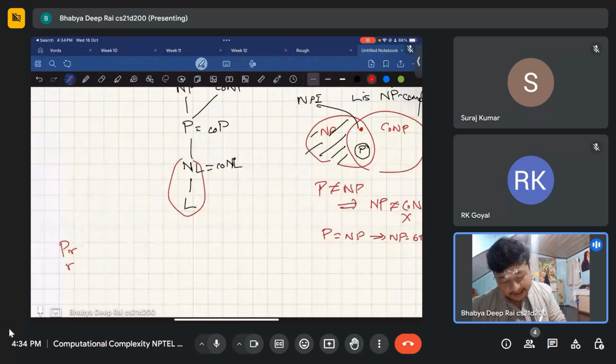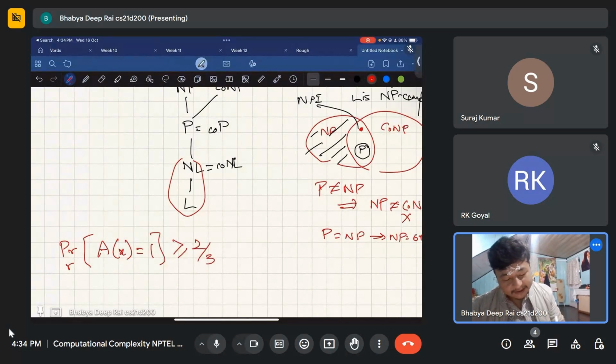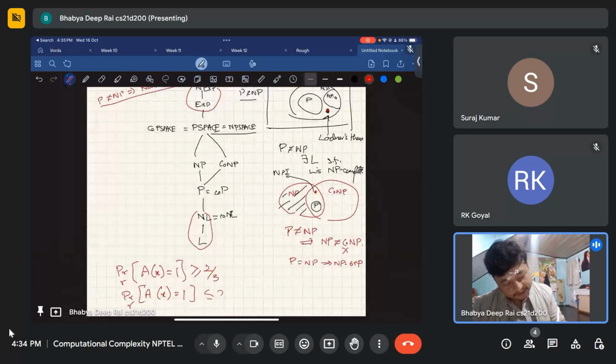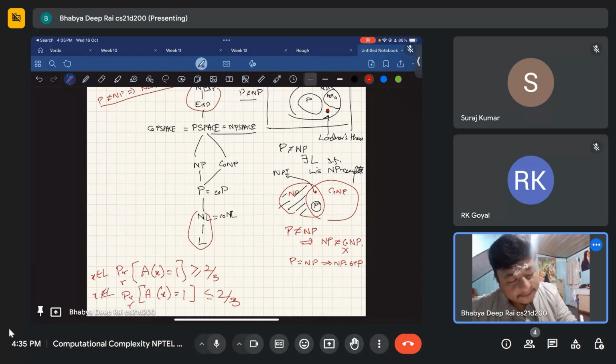The probability over the random variables that your algorithm accepts the input, if it is greater than 2/3, then your algorithm is supposed to accept when x is in L. And the probability that it accepts is at most 1/3 when x is not in L. And this is what is called BPP.